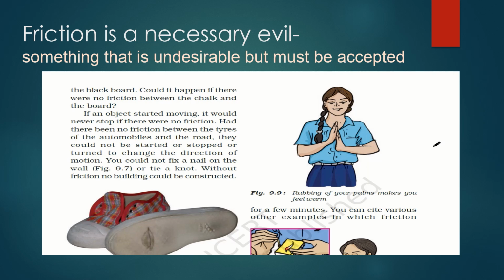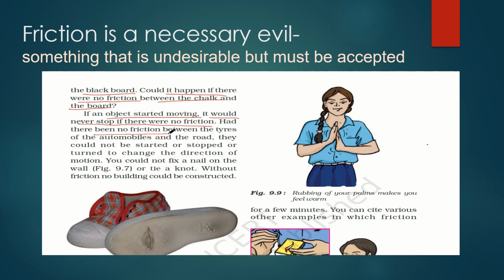Whatever she is writing on the board is due to the chalk and board friction, and that is why the chalk particles are getting stuck on the blackboard, and that is how she is writing. Could it happen if there were no friction between the chalk and the board? No, it can't happen. If an object started moving, it would never stop if there were no friction.